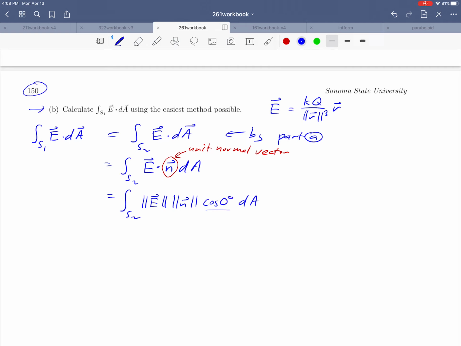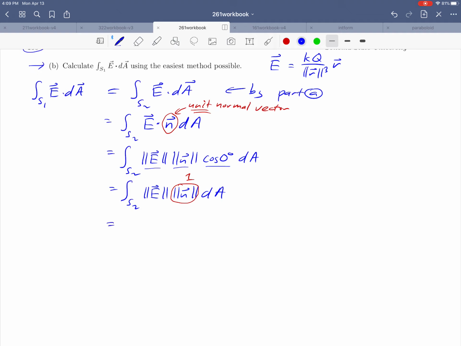Which is really nice because cosine of 0 is 1, and that's true for every pair of E and n. So this simplifies down. And then remember, we made the observation up above that n is just a unit vector, so what's the length of n going to be? That's just going to be 1. So this simplifies even further, down to that.